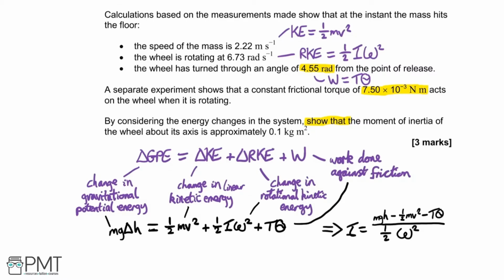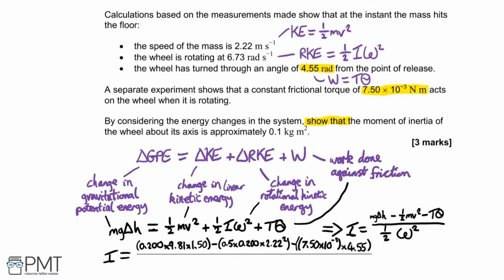So now all we need to do is substitute the values into the equation. And then it's just a case of putting all of those values into a calculator and getting an answer at the end. So we should end up with 0.107 kilogram meters squared, which, as you can see, if we round to one significant figure, is approximately 0.1 kilogram meters squared.